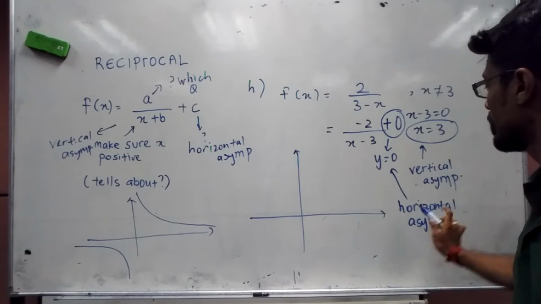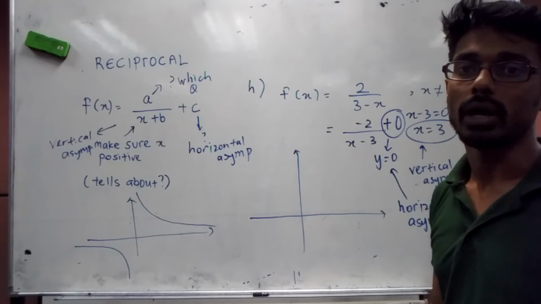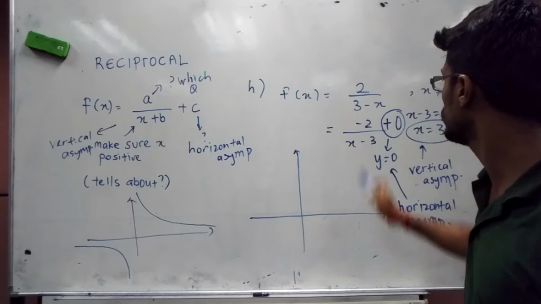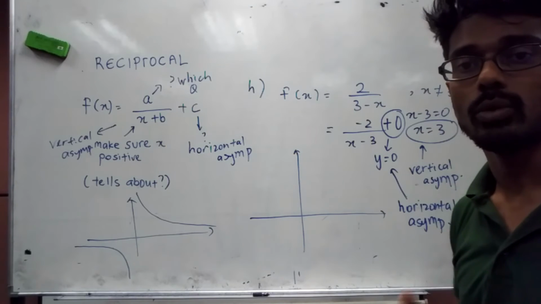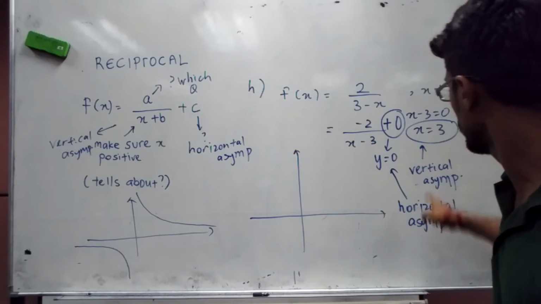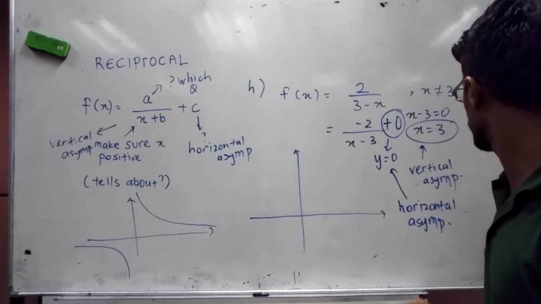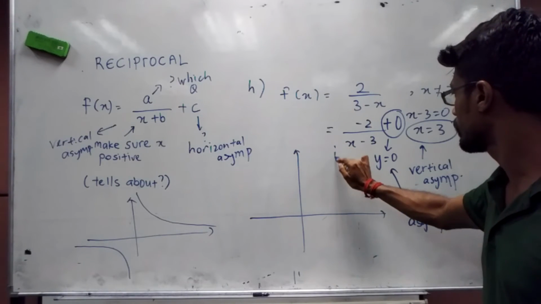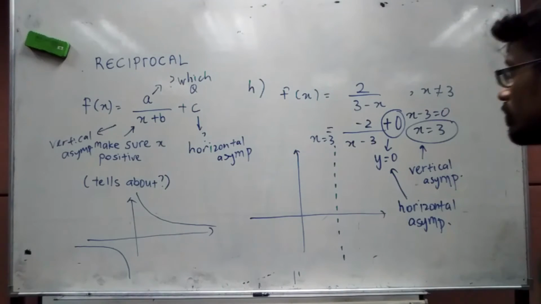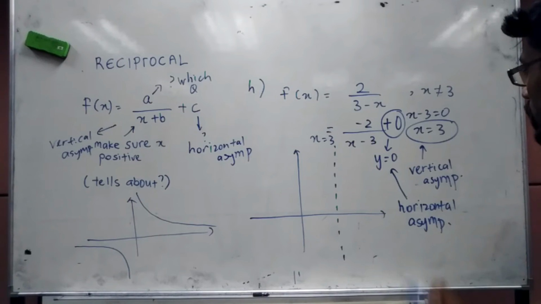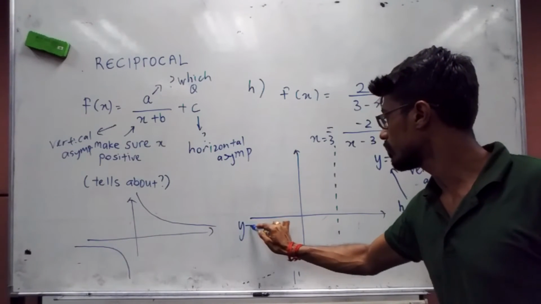So I've got my vertical asymptote, I've got my horizontal asymptote. Next, I just have to say which quadrant I belong to. If you see here, this is -2. So -2 tells me that I'll be in quadrant 2 and quadrant 4. Let us go and fix our vertical asymptote and horizontal asymptote, that will be easy for us to draw. My vertical asymptote will be here, x equals 3. Then my horizontal asymptote is y equals 0.